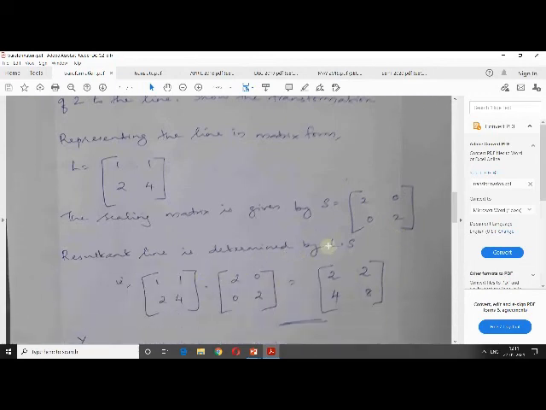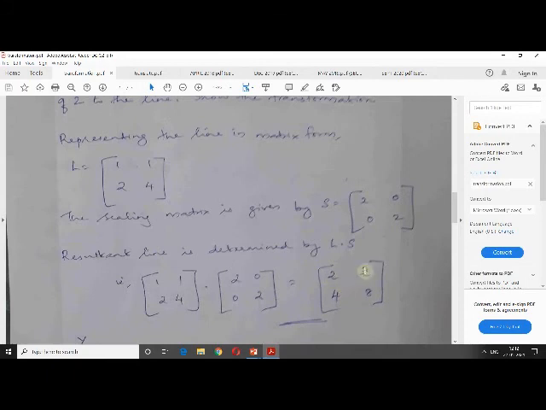Now the resultant line you can determine as line L into the scaling factor S. So that is 1, 1, 2, 4 into 2, 0, 0, 2. Matrix multiplication: 1 into 2 plus 1 into 0, that is 2. 1 into 0 plus 1 into 2, that is 2. 2 into 2 plus 4 into 0, so that is 4. 2 into 0 plus 4 into 2, that is 8. So 2, 2, 4, 8 is the resultant line which is scaled.